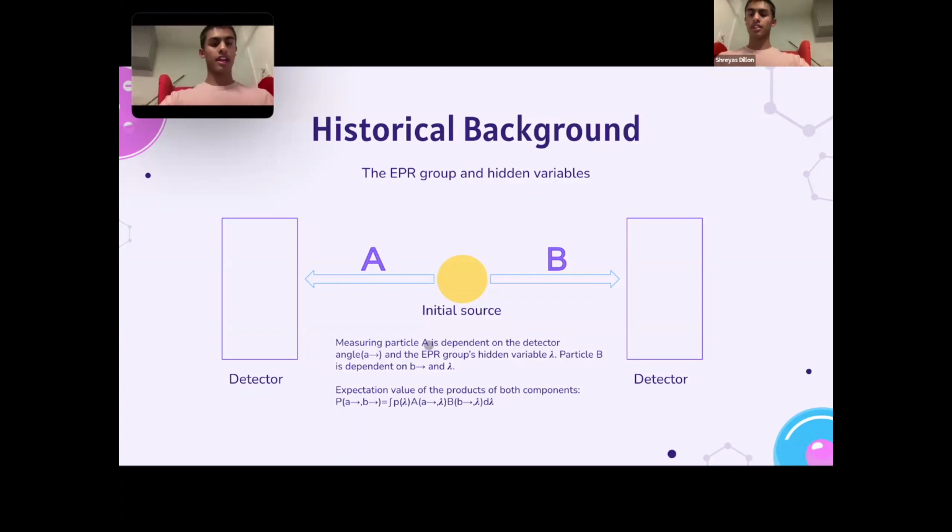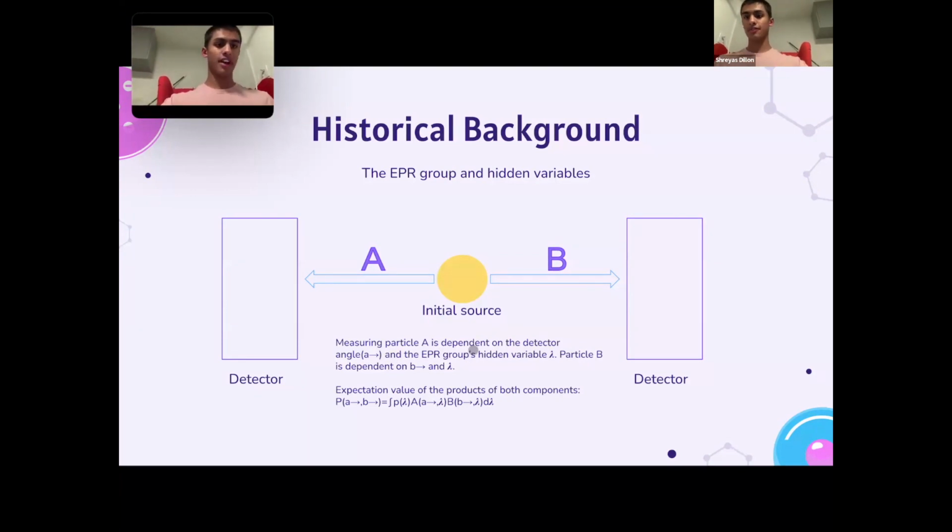So measuring particle A is dependent upon the detector angle, and the EPR group posited this hidden variable, something that quantum physicists prior to that hadn't really thought of, but they are now seeing if it's viable. It's denoted as lambda here, but just know that this is that hidden variable. And similarly, particle B is dependent on B's detector angle and lambda.